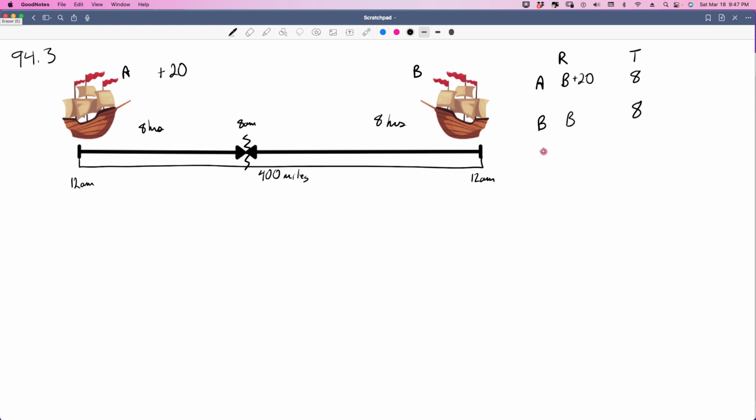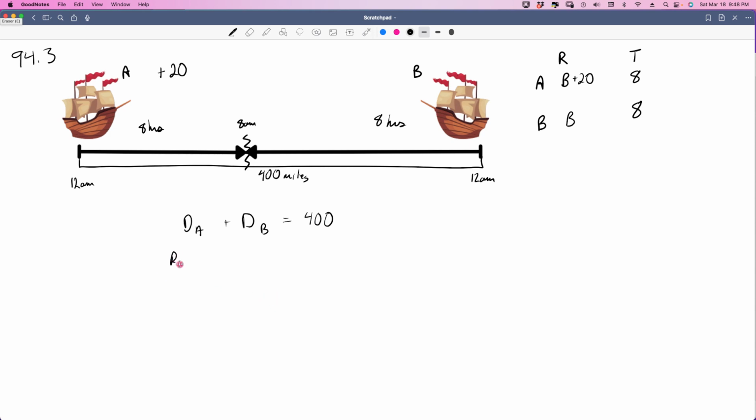So now when we write this, we know that their distances, when added together, the distance this one traveled plus the distance this one traveled, was 400 miles. Because that's how far apart they were at midnight. So the distance of A plus the distance of B is equal to 400 miles.